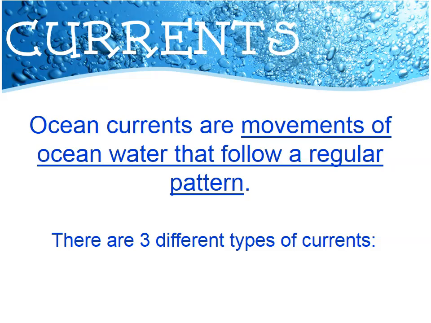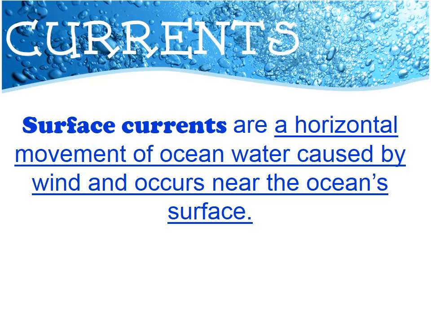Ocean currents are movements of ocean water that follow a regular pattern. And a lot of people describe these as little rivers in the ocean. Now within currents, we actually have 3 different kinds of currents. The first one is called a surface current.